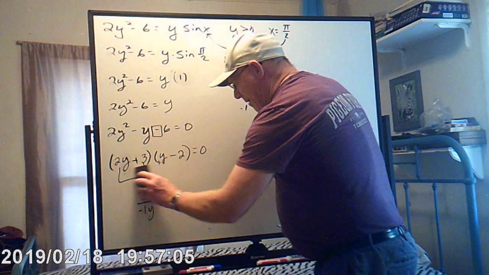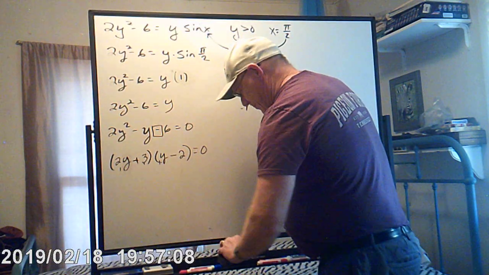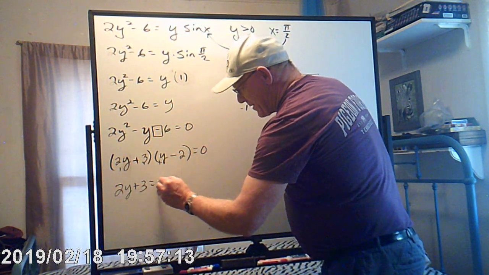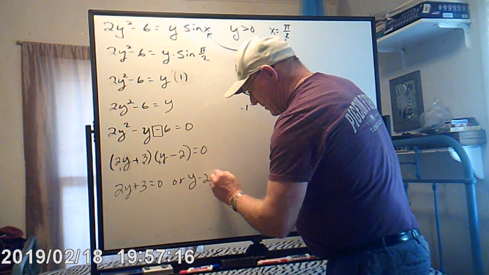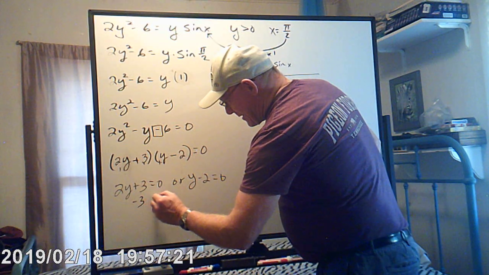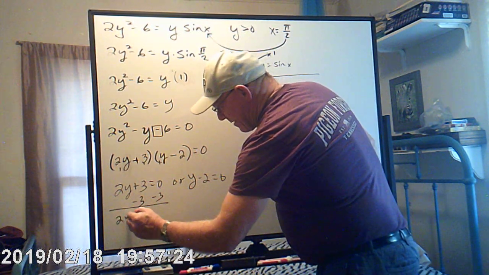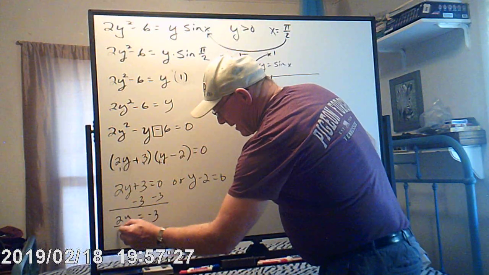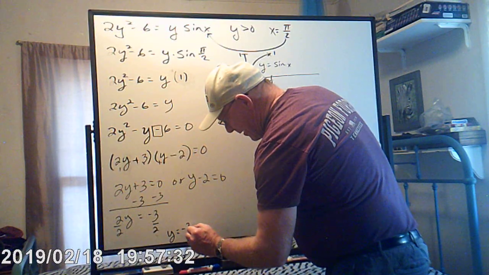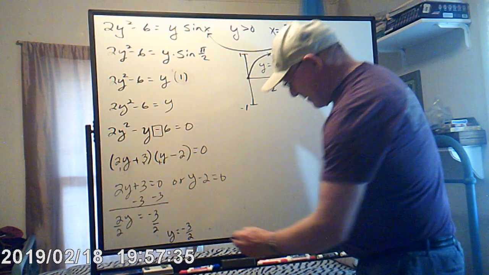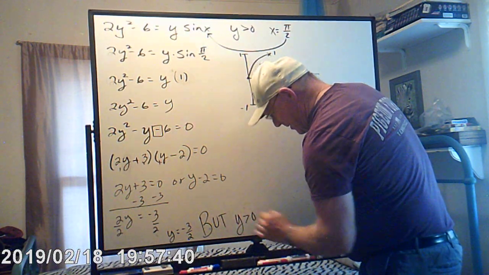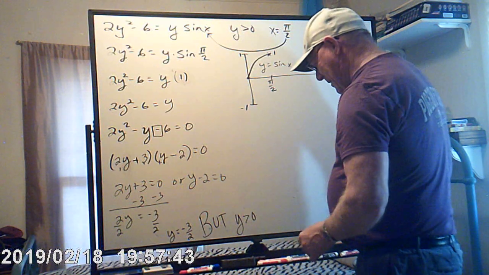Alright, so now 2y plus 3 equals 0, or y minus 2 equals 0. Over here, if we solve like this, subtracting 3, we're down to 2y equals negative 3, and then we divide by 2, and y is equal to negative 3 halves, but y is greater than 0. So we cannot use this. Alright.